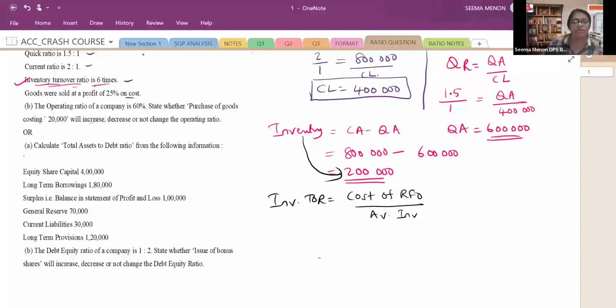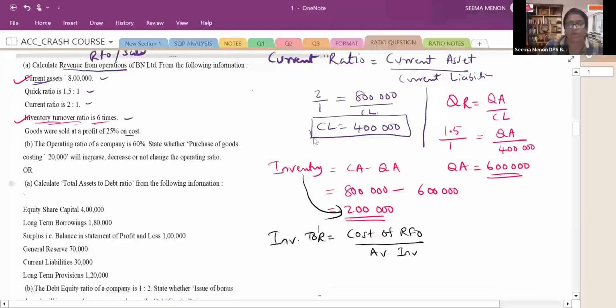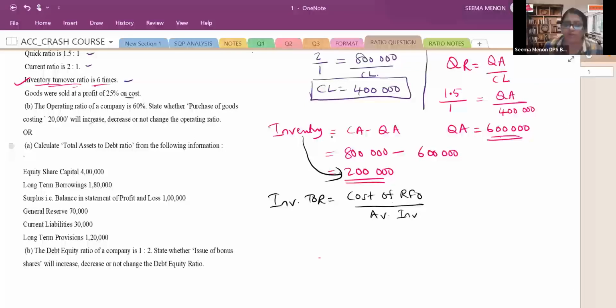Let's do that again. For cost of revenue from operation, you can see that the goods were sold at a profit of 25% on cost. So before that, we need to find out cost of revenue from operation, because here we need to find out RFO, revenue from operation. We all know that revenue, sales, is equal to cost minus loss or cost plus profit. So cost means here cost of revenue from operation. That we need to find out.